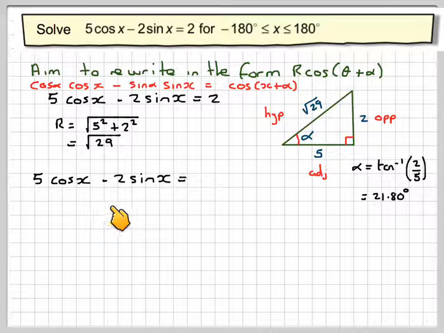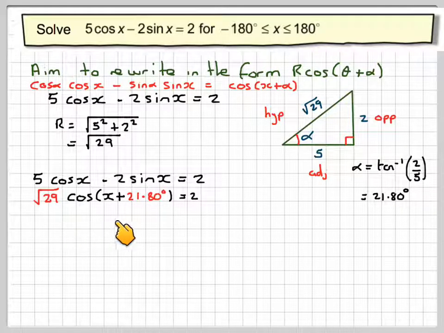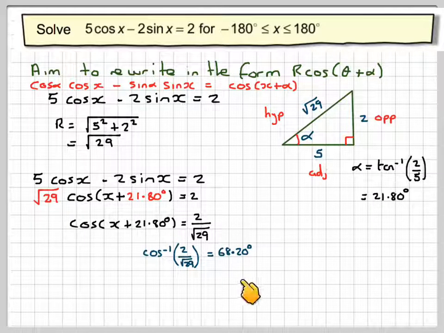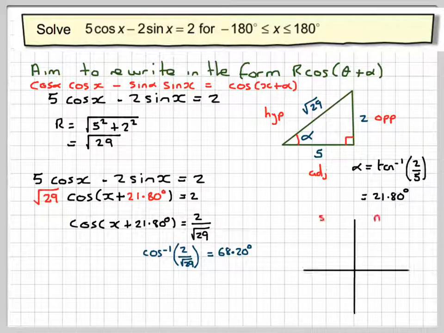So we've got 5 cos x minus 2 sin x is equal to 2 to solve. So that becomes root 29 cos of x plus 21.80 is equal to 2. Therefore, if we now divide by the square root of 29, we get cos of x plus 21.80 is equal to 2 over root 29. And then do cos to the minus 1 of 2 over root 29, which is 68.20 degrees.